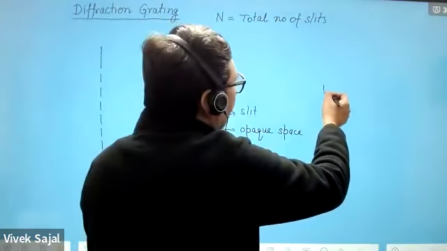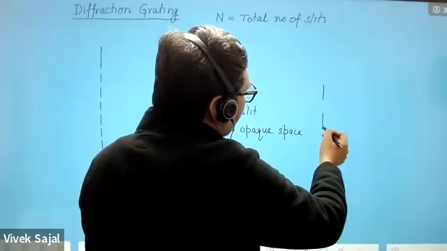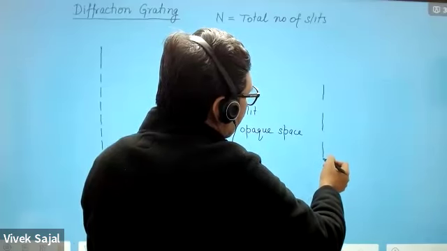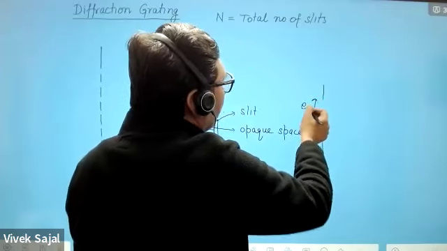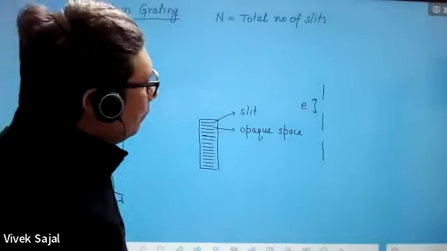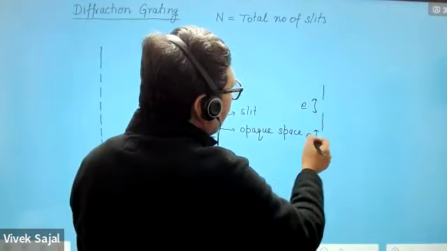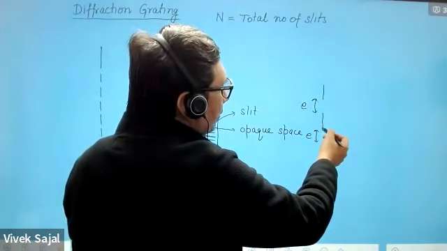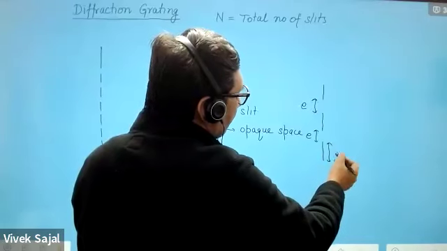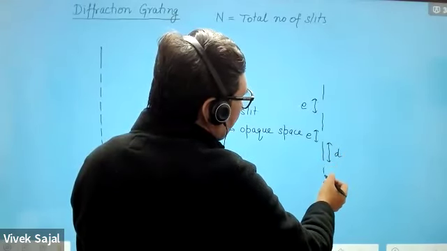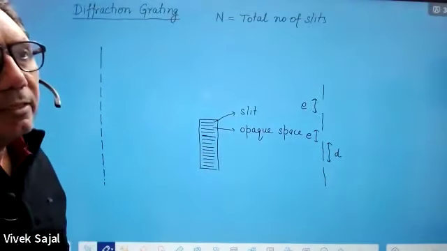If you have a slit like this, suppose I'm drawing it, and this is the next one. This is the next slit. So the width of each slit, we are assuming, is small e. So the width of each slit is e. And this opaque space, the width of this opaque space, that is d. So e is the slit width and d is the width of the opaque space.